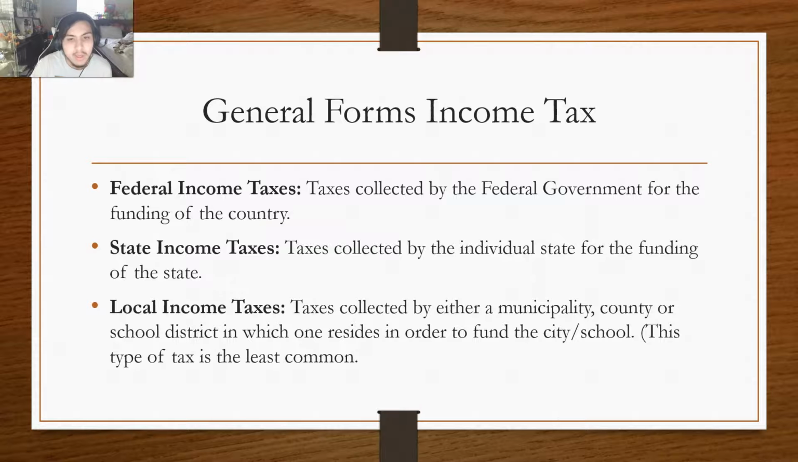So, there are three general forms of income tax. So you have the federal income tax. This is collected by the federal government for the federal government to spend. So when they talk about how are we going to fund free college, or how are we going to fund renewable energy that the government's going to spend on, this is where that money would come from, your federal income tax. There's a percentage taken out of your income that goes to the federal government.